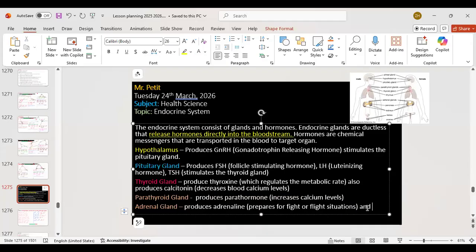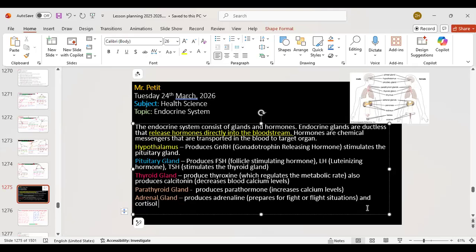And it also produces cortisol. And cortisol helps the body to respond to stress. Okay.